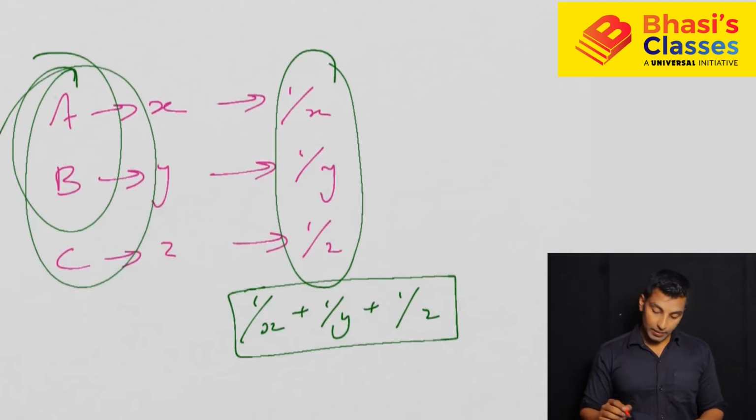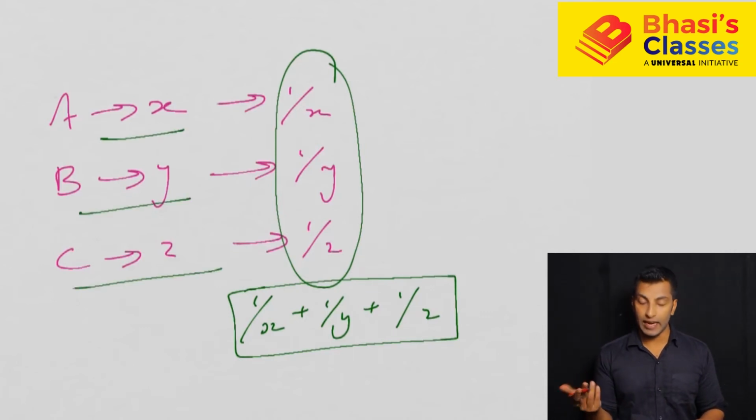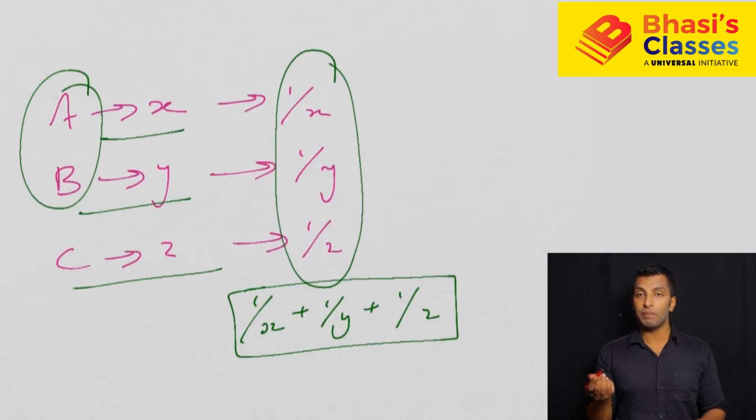Or see, the questions can be like A can finish in X days, B can finish in Y days, C can finish in Z days. You'll get some numerical values, right? A and B started working together. After 3 days C joins them. Now in how many days will the work be completed?